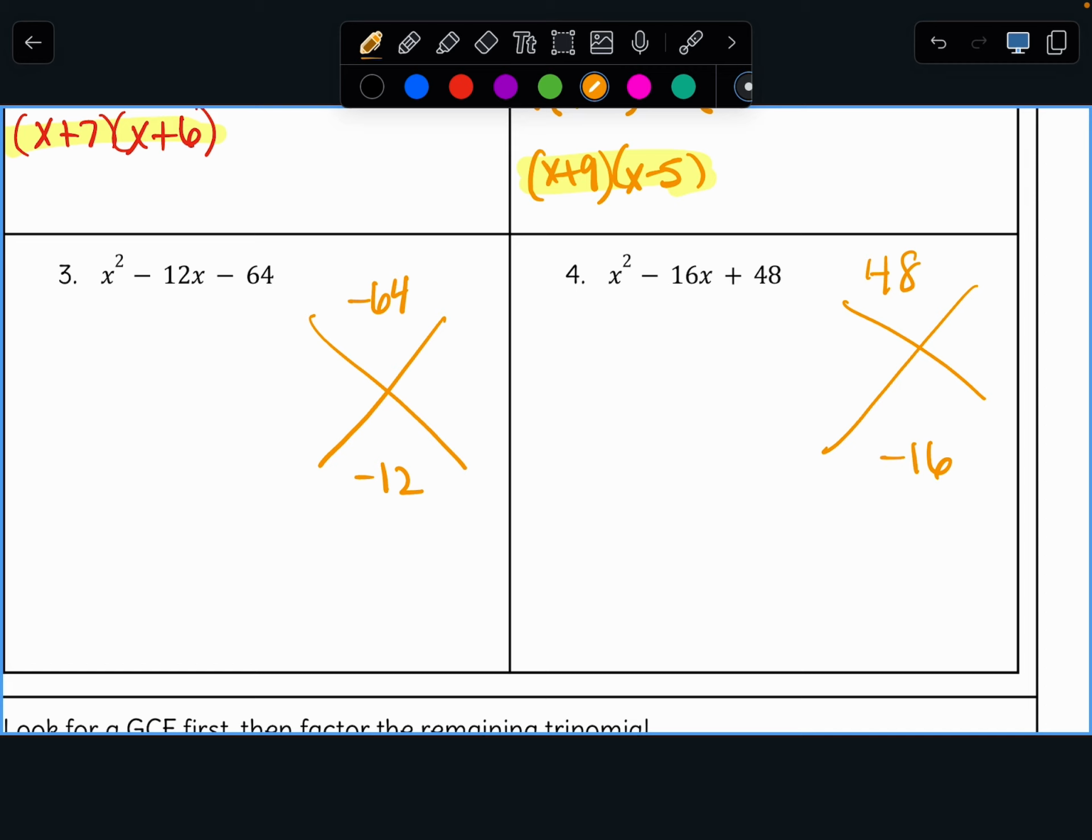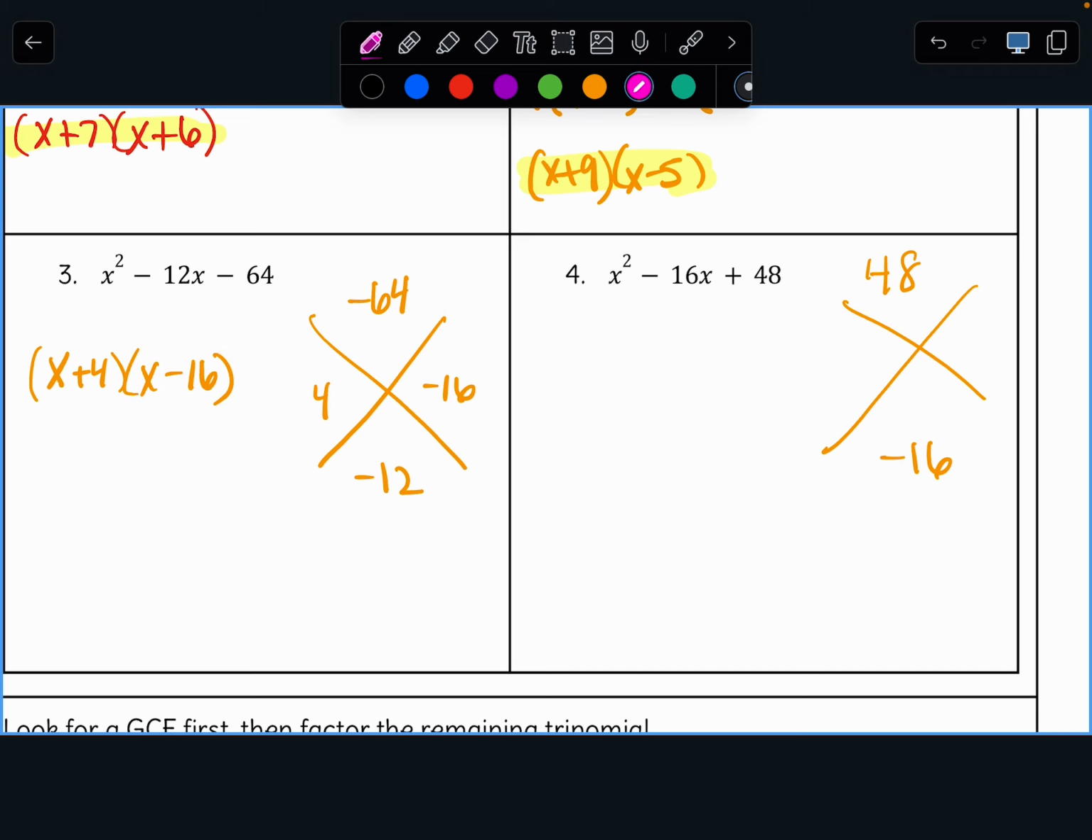All right, what are the factors of 64? 4 and 16. Which one is going to be negative? 16. So it's negative 16 and positive 4. So then I get x plus 4, x minus 16.